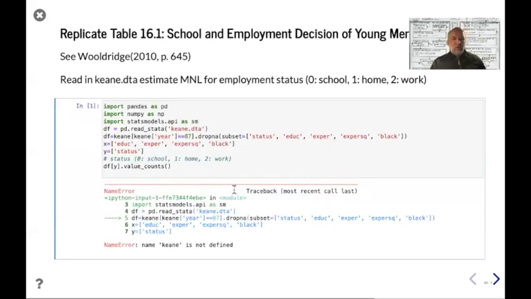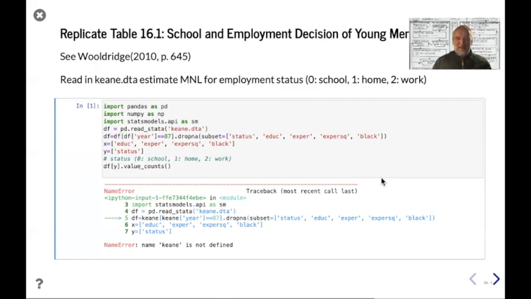Anyway, so why don't we try to... Keane is not defined. I'm going to pause it. I haven't put it into the right folder, so I haven't put the data there. Just a second, I'm going to pause and be back.